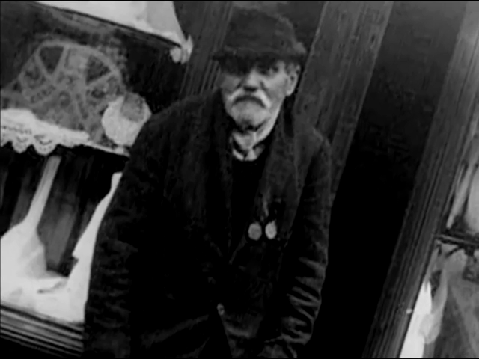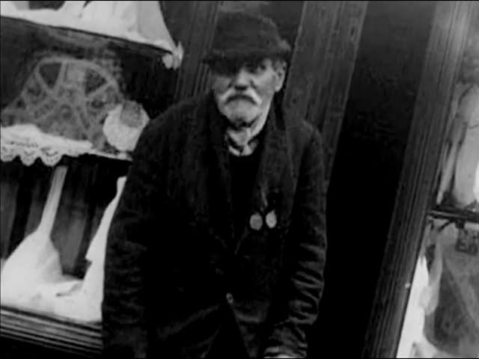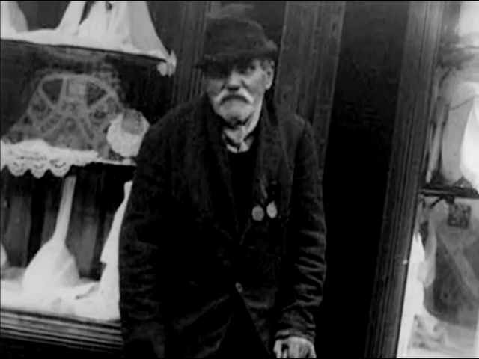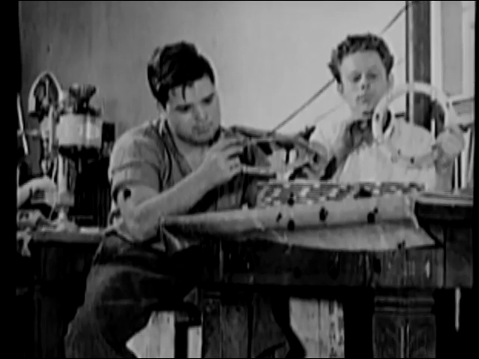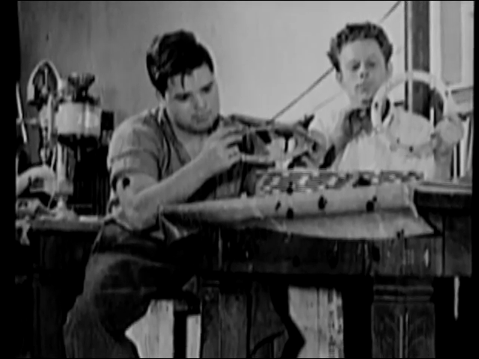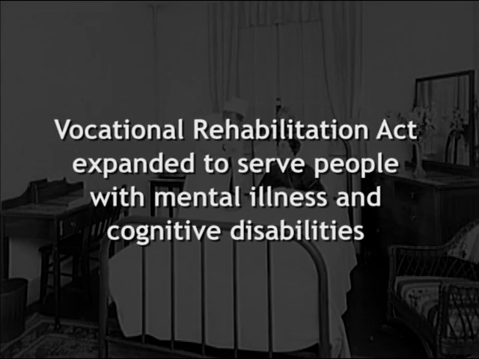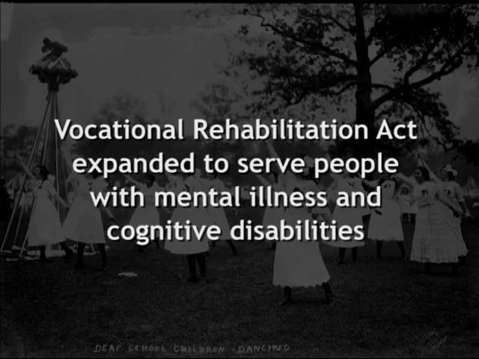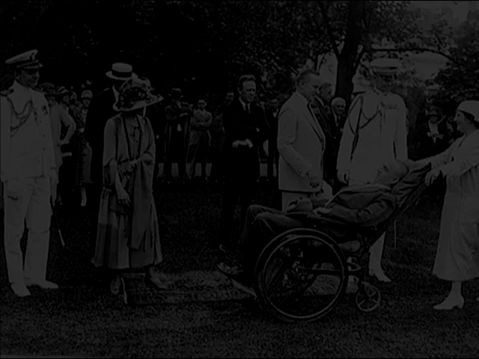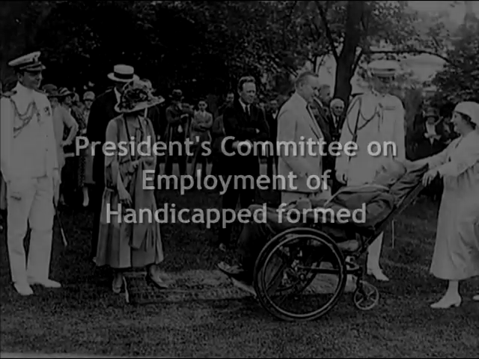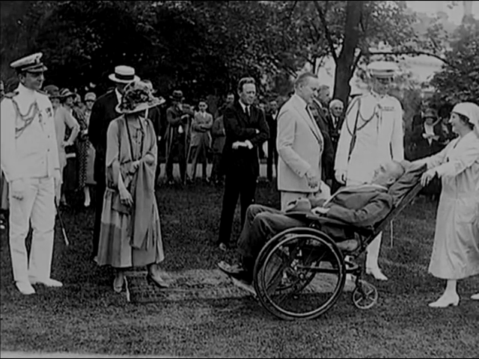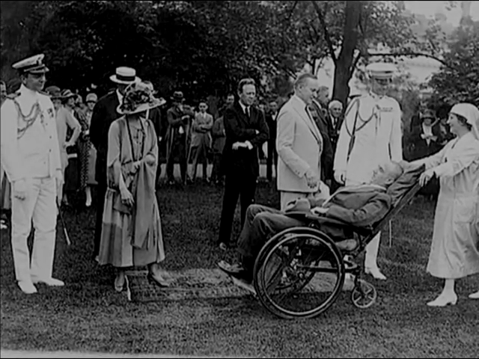Workers' compensation plans were legislated by 45 states to assist people who become injured and sustain disabilities on their jobs. The Social Security Act was signed in 1935, providing benefits to people over 65 years of age, people who are blind, and to dependent children. The Social Security Act also expanded the Vocational Rehabilitation Act to serve people with mental illness and cognitive disabilities and was made a permanent federal program. The President's Committee on Employment of the Handicapped was formed. Self-help groups began to organize, but still were based on looking for cures.